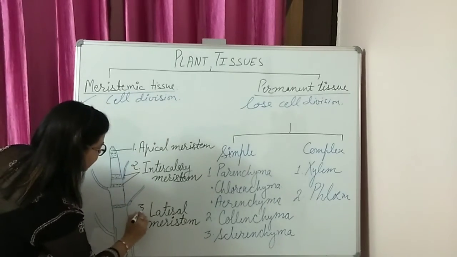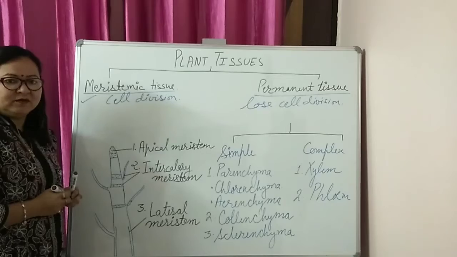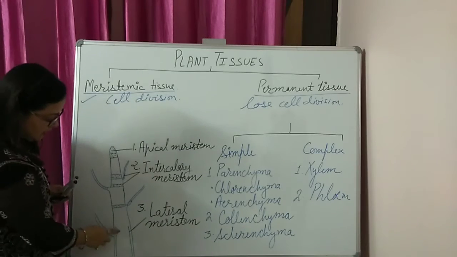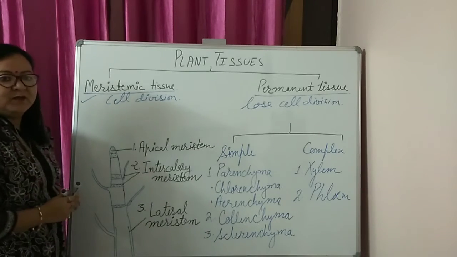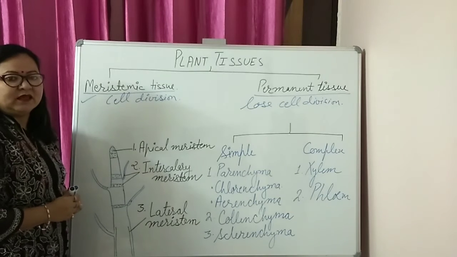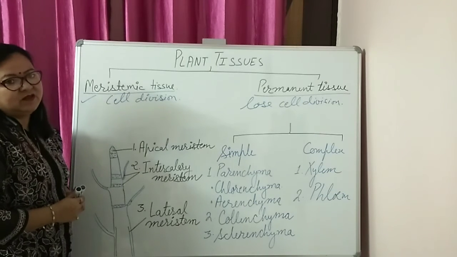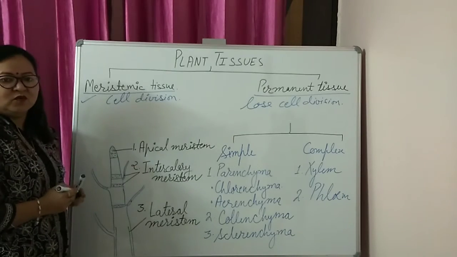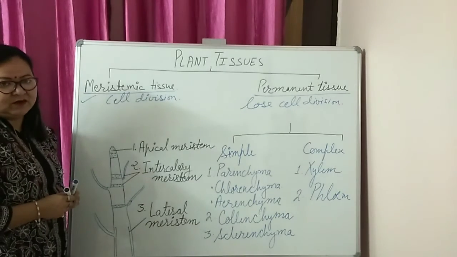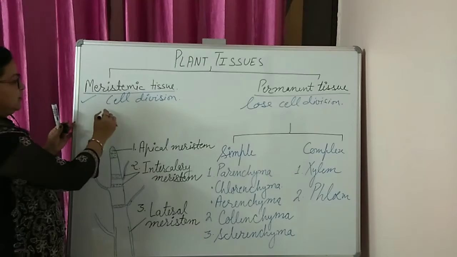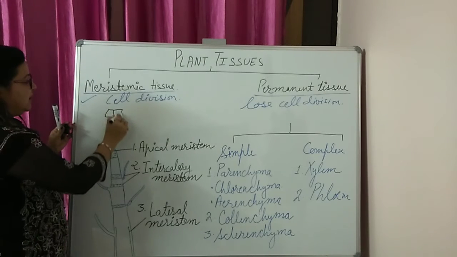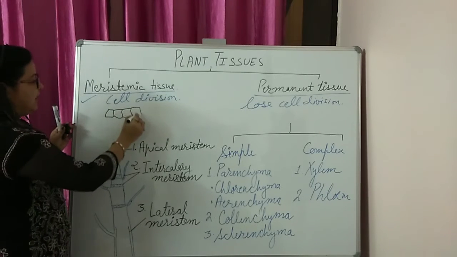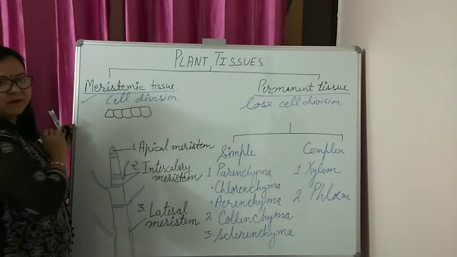The third type of meristematic tissue is lateral meristem. They are present at the lateral side of the stem and help in the increase of the girth of the stem. Now, these are the types of meristematic tissue on the basis of their region. Now, what is their structure? The cells are very compactly arranged. They do not have any intercellular space.